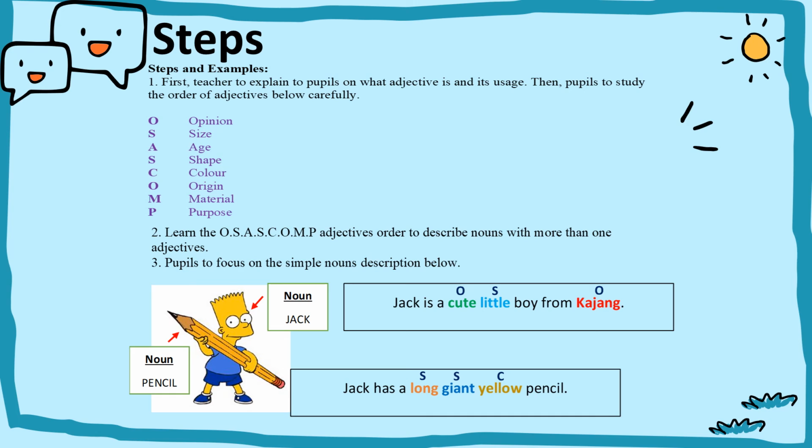There are 2 example sentences here. Jack is a cute little boy from Kajang. Jack has a long giant yellow pencil. As we can see here, there is more than one adjective to describe one noun.